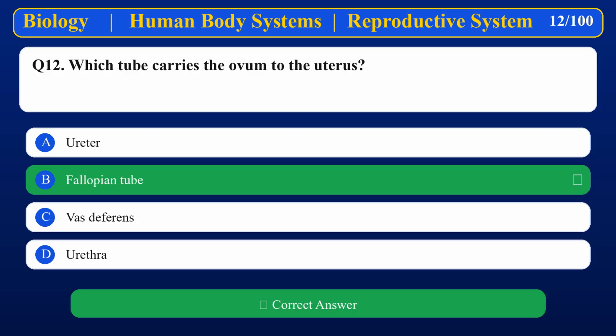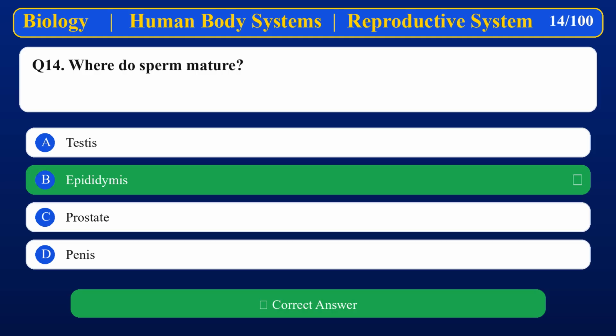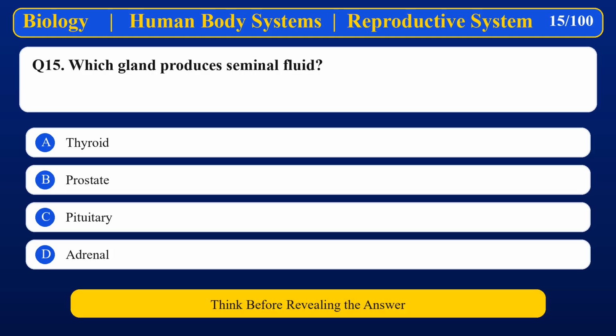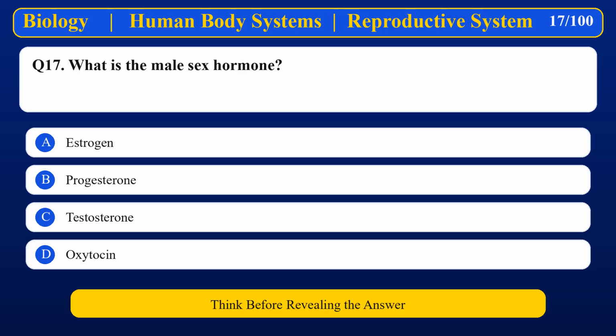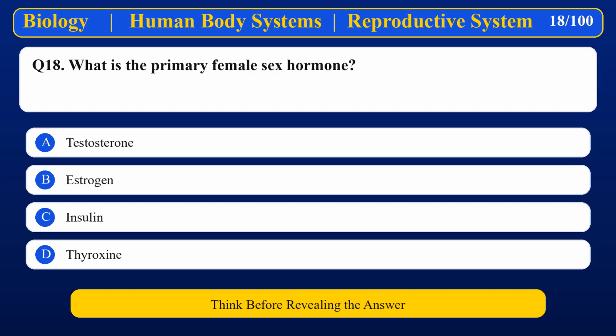Which tube carries the ovum to the uterus? Fallopian tube. Which sac protects the testes? Scrotum. Where do sperm mature? Epididymis. Which gland produces seminal fluid? Prostate. Which gland secretes fluid rich in fructose? Seminal vesicle. What is the male sex hormone? Testosterone.